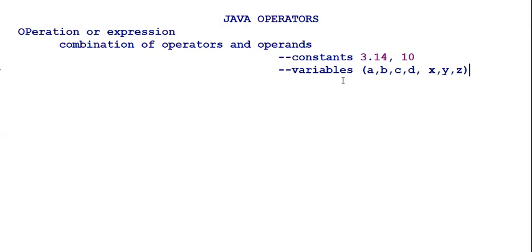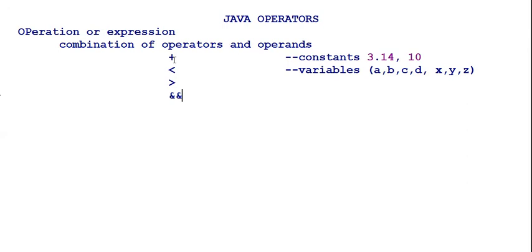And what are the operators? Operators are nothing but symbols that form the operation. We have plus as one operator, less than as another operator, greater than as another, and double ampersand as another. These types of operators are used to evaluate the expression.